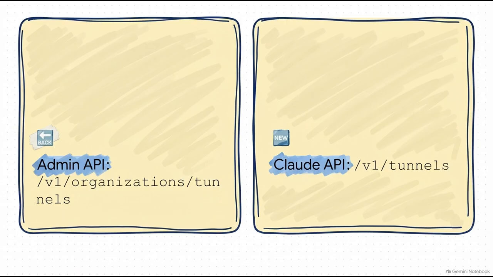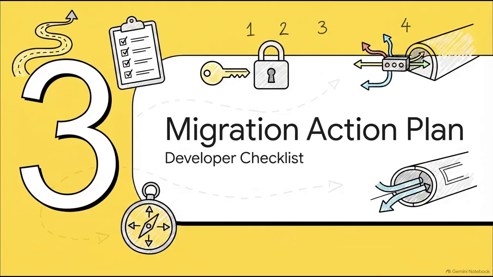So, this isn't just some tiny patch. It's a fundamental change in how Anthropic actually wants us developers interacting with the MCP tunnels feature. Your base URL is changing, the API surface is changing, and as we're about to see, your authentication is completely changing too. Let's move on and see how this builds into Section 3, your migration action plan.